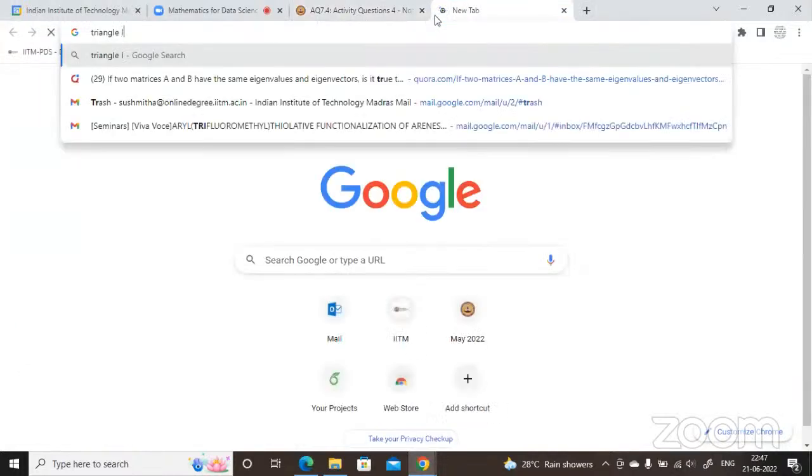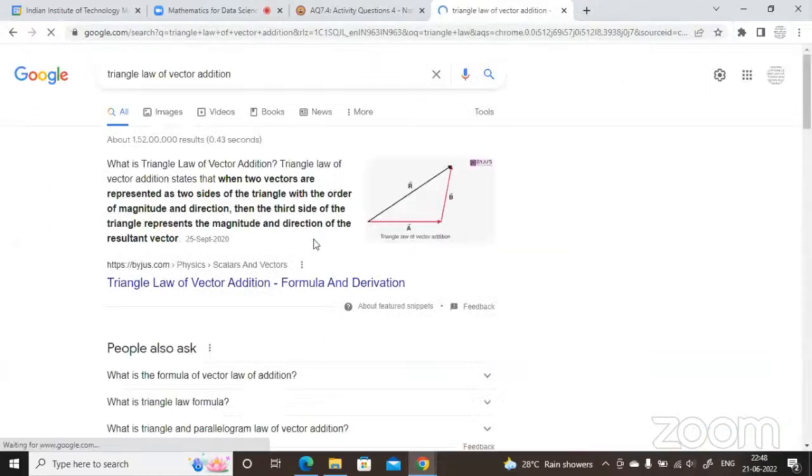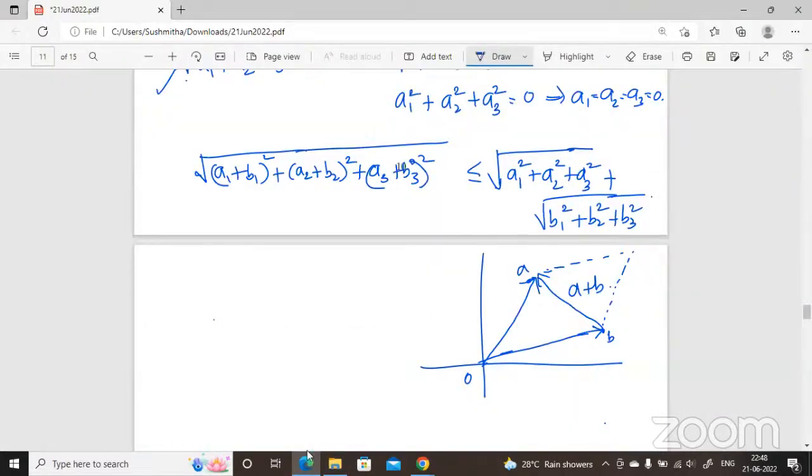But, ma'am, in parallelogram, we cannot square, na? Parallelogram law: A, B, this is A plus B. In parallelogram law, you cannot square. This is P, Q, P plus Q. Yes. P and Q going in the same direction.